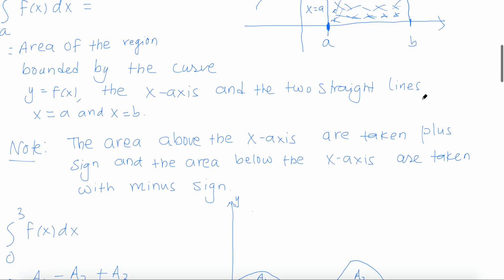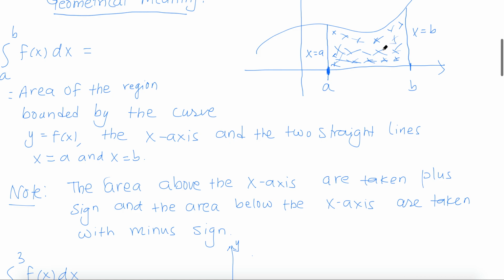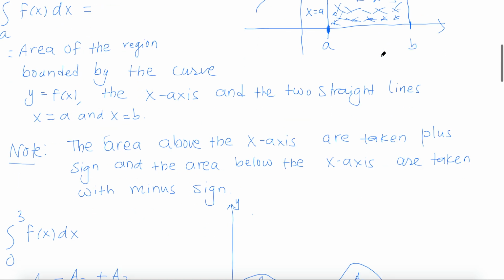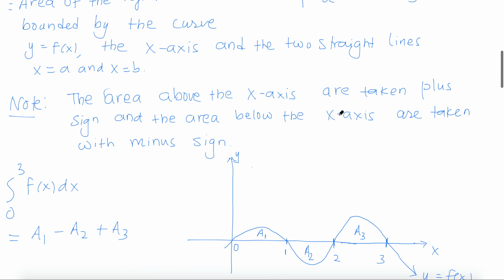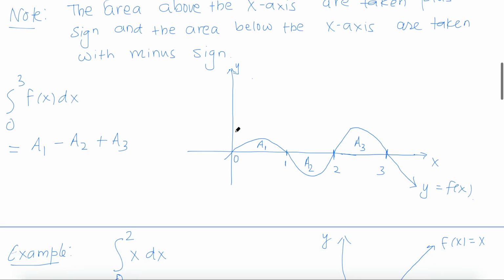Here is a very important note. Go ahead and make a note that if the area is above the x-axis, it takes the plus sign, meaning our area would be positive. And if the region we are finding the area of is below the x-axis, that takes the negative sign. Areas below the x-axis are taken with the minus sign. So for example, let's say we have this graph.